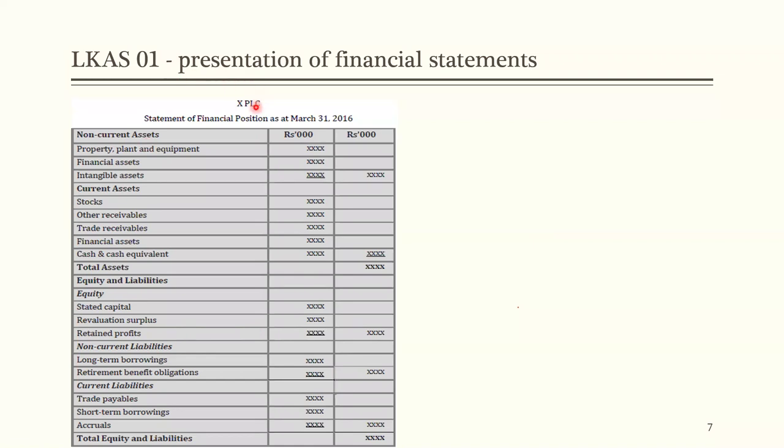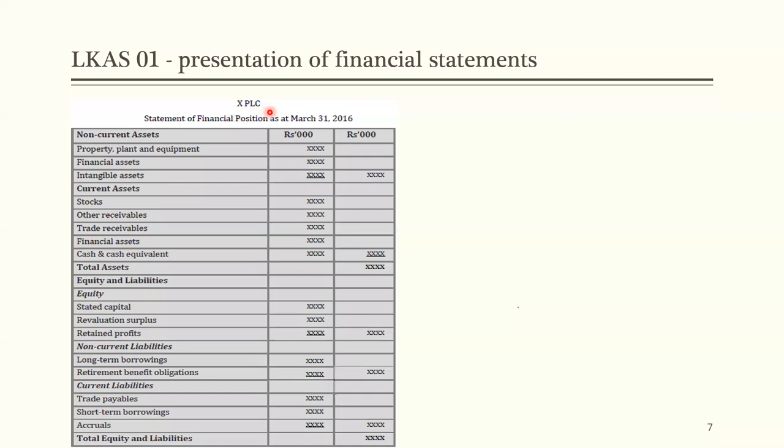As per LKAS 1, the name of the reporting entity we should have on the top. This requirement comes from LKAS 1. Company name, the name of the reporting entity, we should show first at the very top of the relevant financial statement.